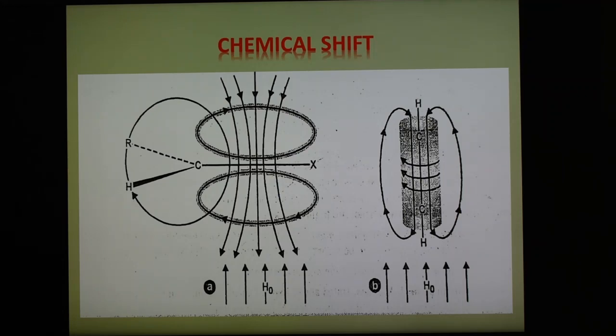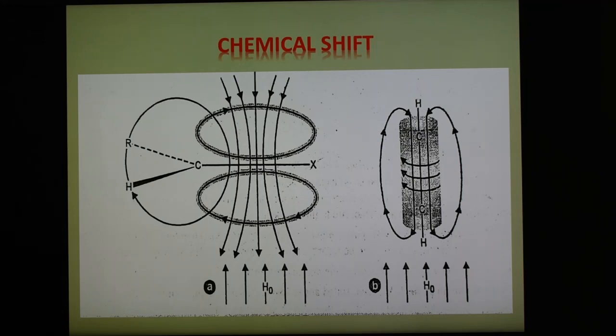As we know, shielding shifts the absorption peak upfield and deshielding shifts the absorption peak downfield. Such a shift in the position of NMR absorption, due to shielding and deshielding of protons by the induced magnetic field of the electrons, is known as chemical shift. Again, I am repeating: such shifting of NMR absorption position due to shielding and deshielding of protons by the induced magnetic field of the electrons is known as chemical shift.